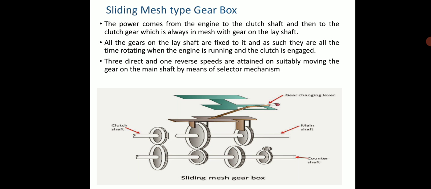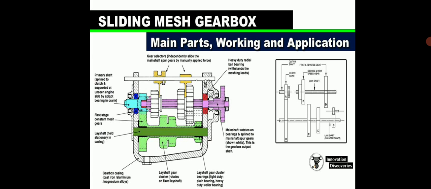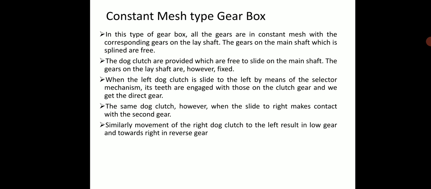This is a sliding mesh gearbox. The power comes from the engine to the clutch shaft, then the clutch gear, which is always in mesh with the gear on the layshaft. All the gears on the layshaft are fixed, so they are rotating when the engine is running and the clutch is engaged. The 3 forward and 1 reverse speeds are obtained by suitably moving the gears on the main shaft by means of a selector mechanism. This diagram shows the sliding mesh gearbox.